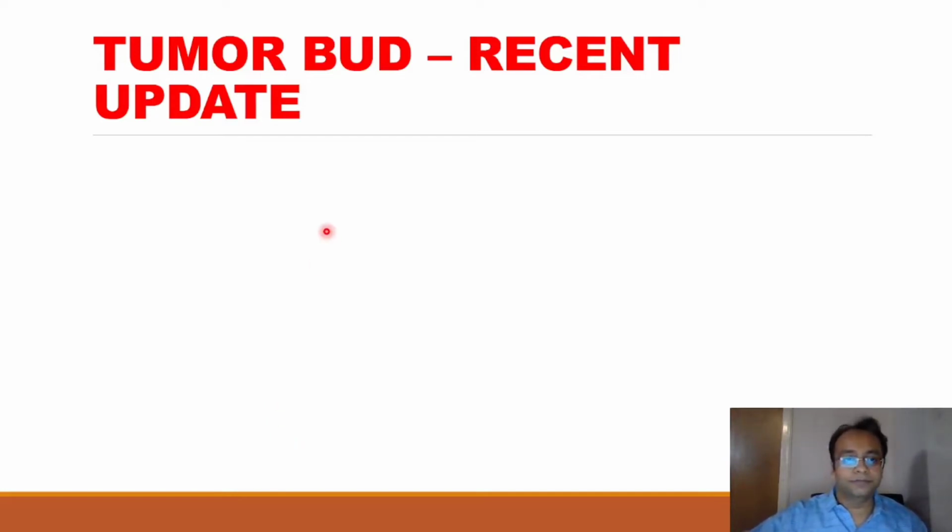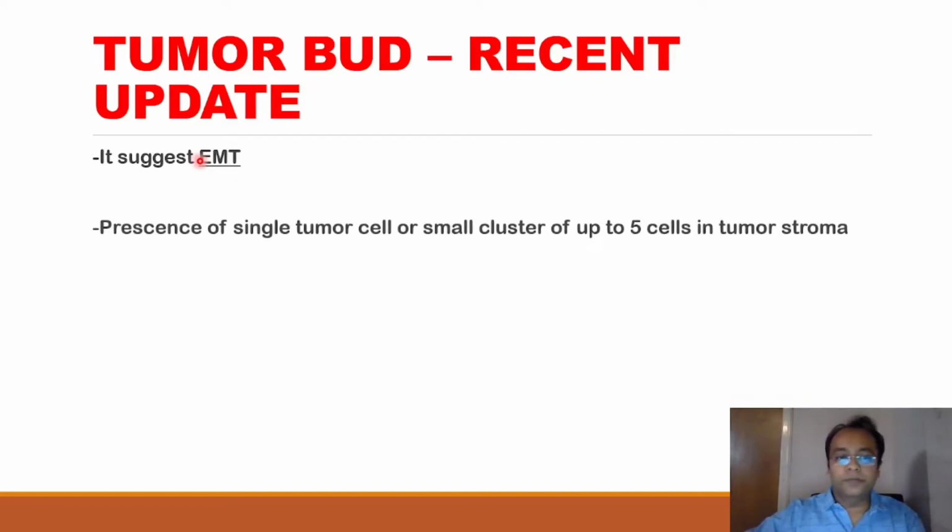What is tumor budding? Tumor budding is a very important prognostic factor. It suggests the epithelial-mesenchymal transition, meaning the epithelial cell acquires the properties of a mesenchymal cell, right? It is suggestive of EMT. And tumor buds mean the presence of a single tumor cell or a small cluster of cells in the stroma. Small cluster means a group of fewer than 5 cells in a stroma.